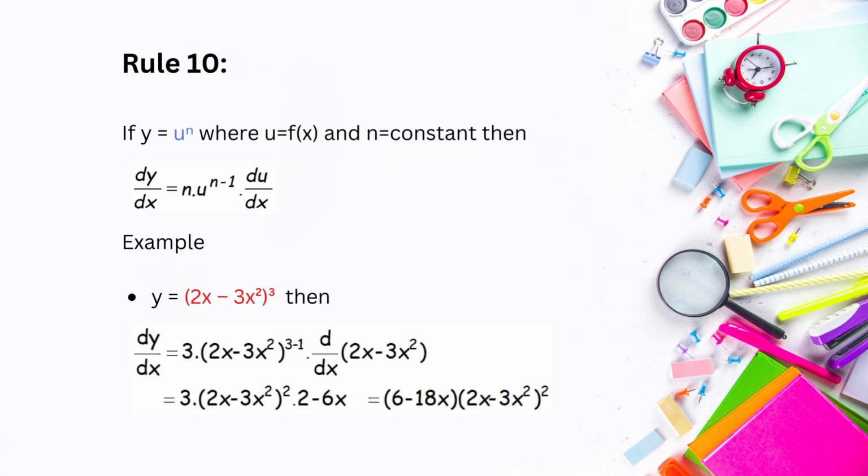For example, 4x to the power of 5 over x, 4x to the power of 5 becomes f(x) and x becomes g(x). Last rule, which is rule 10, if y equals u to the power of n, where u is a function and n is a constant, then you have to solve the outside of the bracket first and then multiply with the differentiation of the inside of the bracket. You can see the example below.